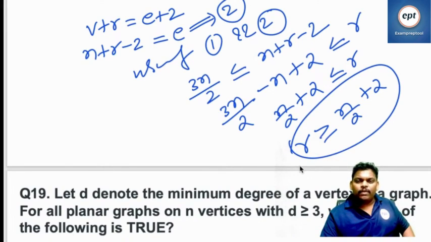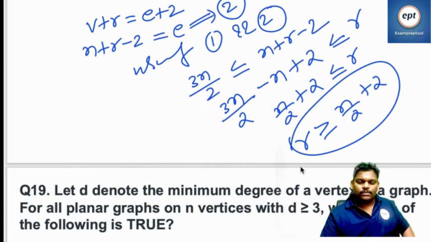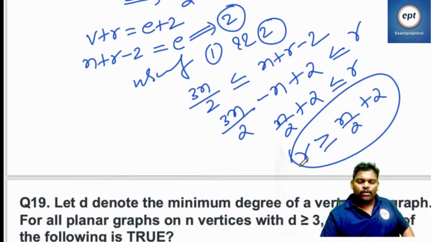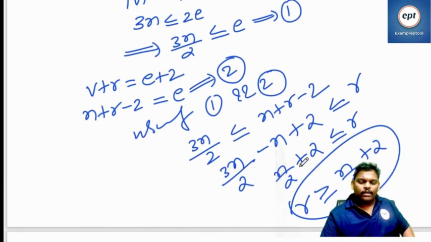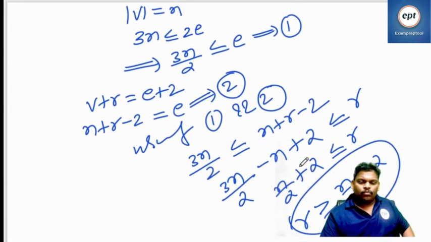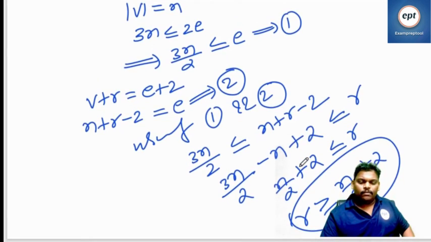There may be many ways. I am just giving one way, whatever way I felt. The number of vertices is n, so the minimum degree is 3. So 3n is less than or equal to 2e. So 3n by 2 is less than or equal to e. That is the first one.